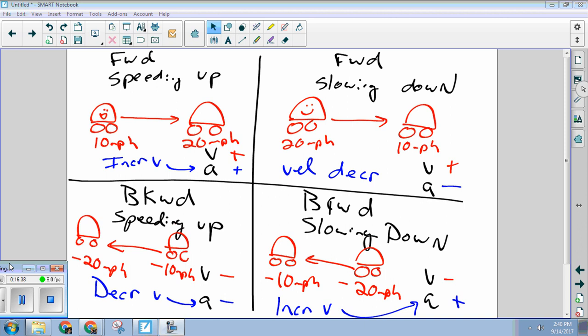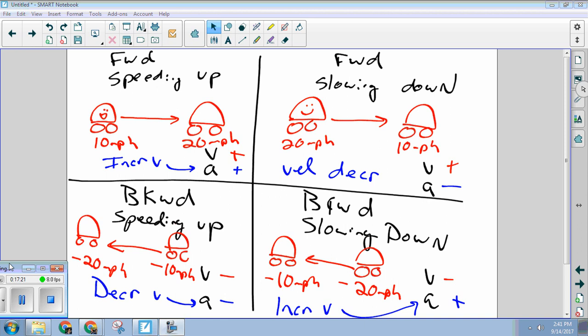Cool? What if the problem is about something moving up or down? Well, up is basically the same as forward, so that's positive. And down is basically the same as backwards. Cool? So these are all the possibilities. How did I come up with these values? For each one, I wrote down whether my velocity was positive or negative and whether my acceleration was positive or negative. So how do I know if the velocity is positive or negative? Direction of motion, right? Both of the problems where the car is moving forward have a positive velocity.